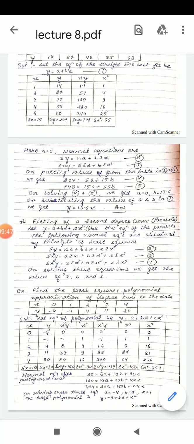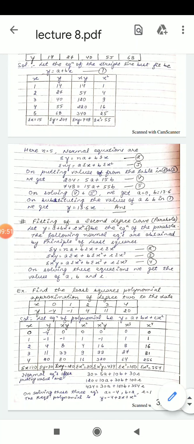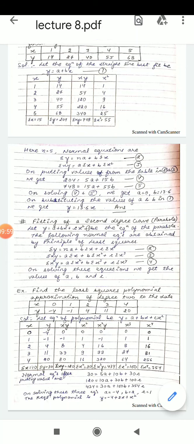we have obtained the values of a as -4, b as 2 and c as 1, and substituting the values of a, b and c in the equation y equals a plus bx plus cx square, we obtain y equals minus 4 plus 2x plus x square. Here we have solved these three equations.